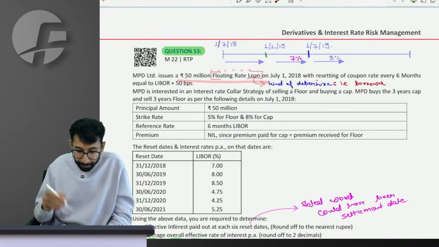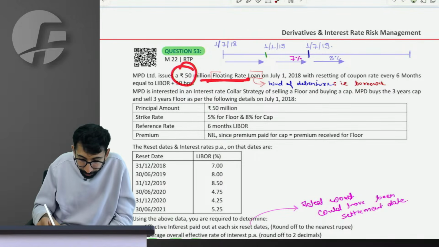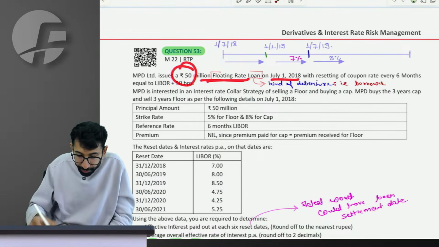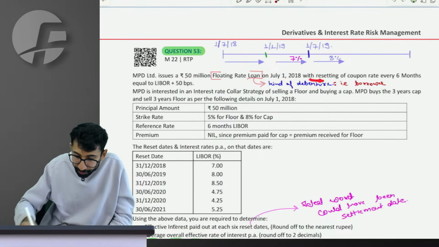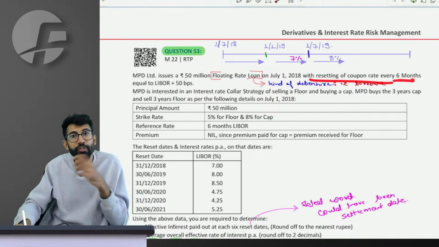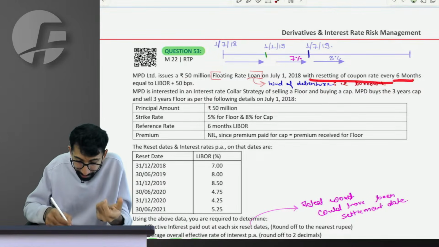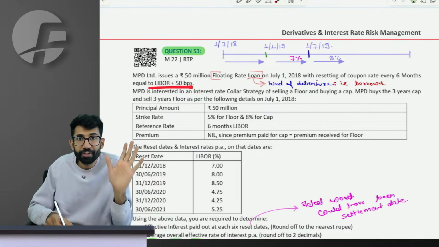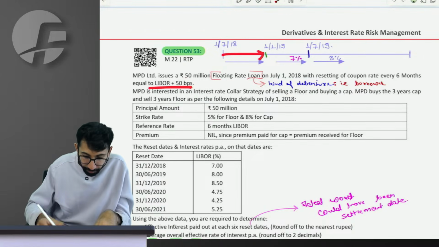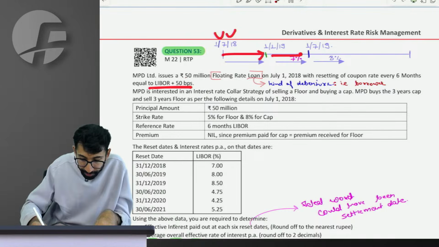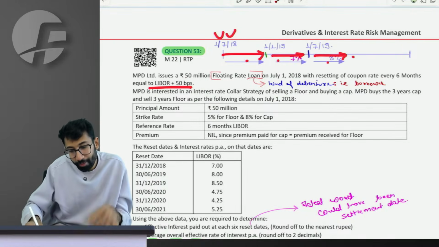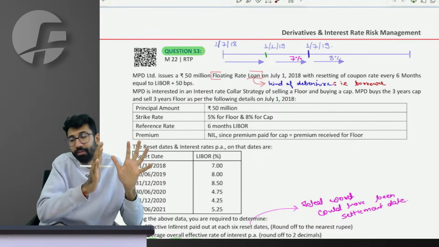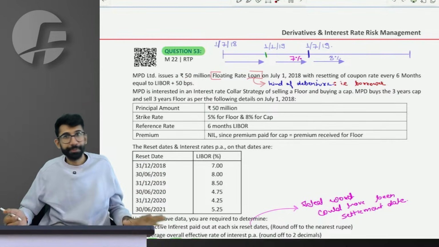Think from a borrowing perspective: you are issuing 50 million. You are borrowing 50 million rupees on 1st July 18, with resetting of coupon every 6 months. At what rate are you borrowing? At 6-month LIBOR plus 50 basis points, which is 5.5%. For every 6 months from 1st July 18, whatever the LIBOR is in the market plus 0.5 is the rate of interest I will have to pay in my spot market on my borrowing.